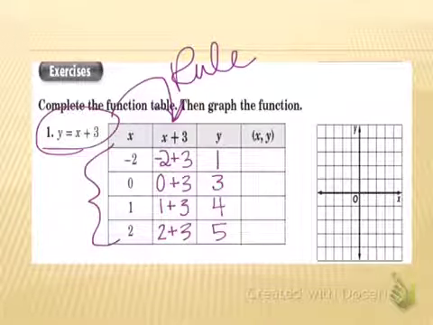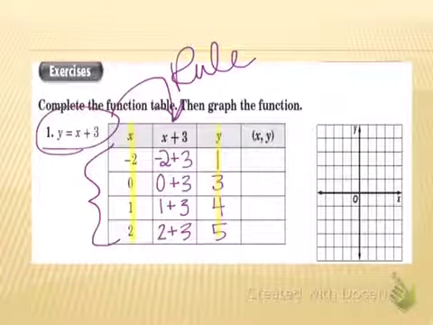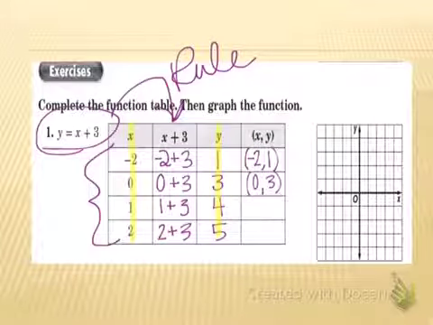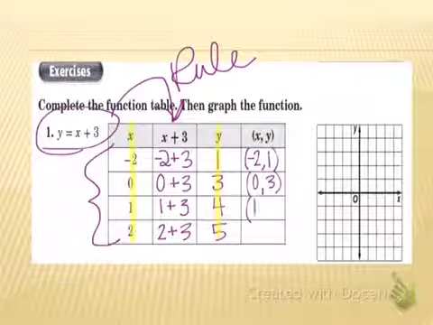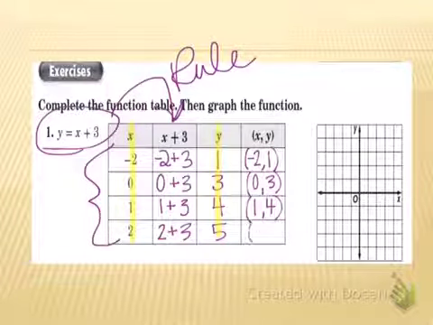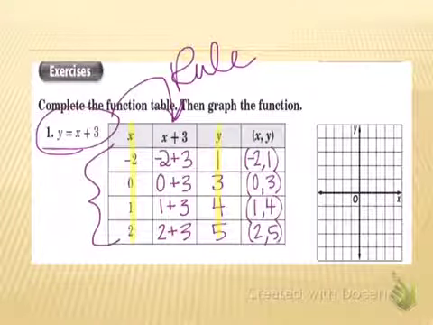Now our last column in our table is just the ordered pair. So if you notice, we've got our x value here. We've got our y value here. Now we're just going to need to write it as an ordered pair. Remember, you've got to use parentheses. Our x in this one was negative 2. Our y value was 1. Our y coordinate was 1. Second row, we've got 0 for x and 3 for y. Third row, we've got 1 for x and 4 for y. And last row, we've got 2 for x and 5 for y.